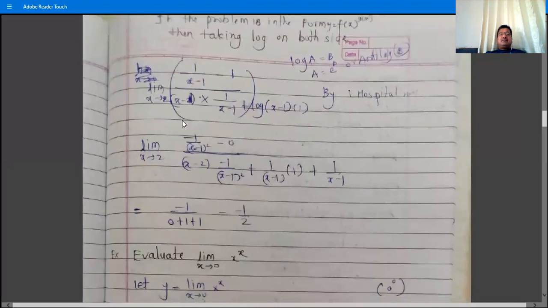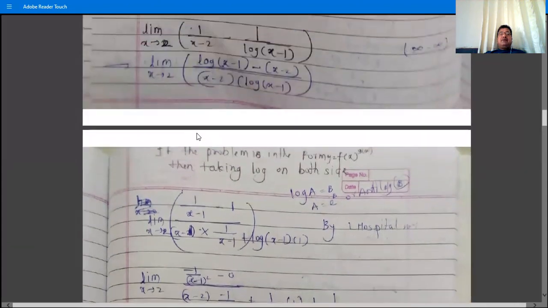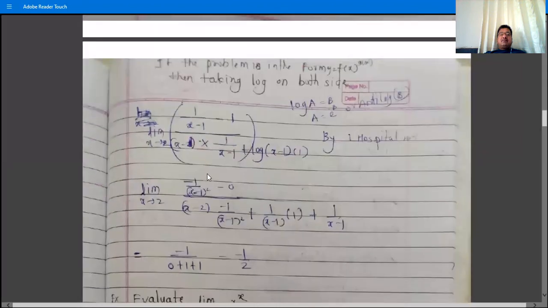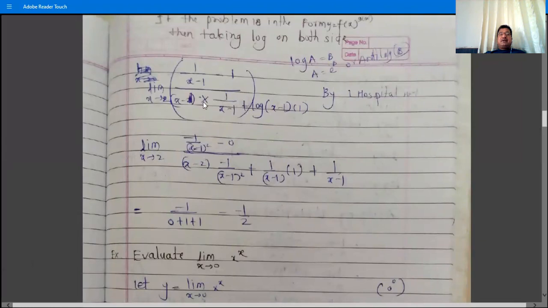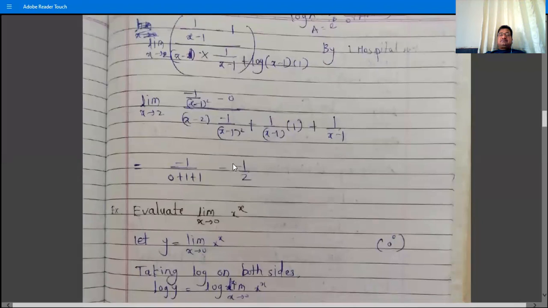So again apply L'Hospital rule. So 1 by x minus 1, the derivative is minus 1 by x minus 1 bracket square, minus derivative of 1 is 0, and then this x minus 2 into 1 by x minus 1, derivative is by using the u into v rule, x minus 2, derivative of 1 by x minus 1 is minus 1 by x minus 1 bracket square, then 1 by x minus 1, that is v, derivative of x minus 2 is 1 into 1, plus log x minus 1, derivative 1 by x minus 1 into 1. So don't write this quantity, okay. These two terms are the derivative of x minus 2 into 1 by x minus 1, and then plus log x minus 1, derivative 1 by x minus 1, these three quantities, and then substitute x as 2.